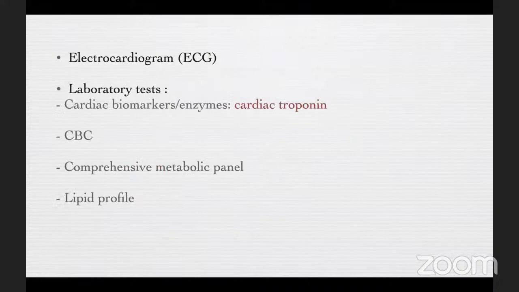We use ECG and laboratory tests in the diagnosis of MI, including cardiac biomarkers and enzymes. The American College of Cardiology, American Heart Association, and the European Society of Cardiology guidelines recommend cardiac troponin as the only cardiac biomarker that should be measured at presentation in patients with suspected MI due to its superior sensitivity and accuracy. Troponin is a contractile protein that is not normally found in serum, and it is released when myocardial necrosis occurs. Also CBC, comprehensive metabolic panel, and lastly, lipid profile.